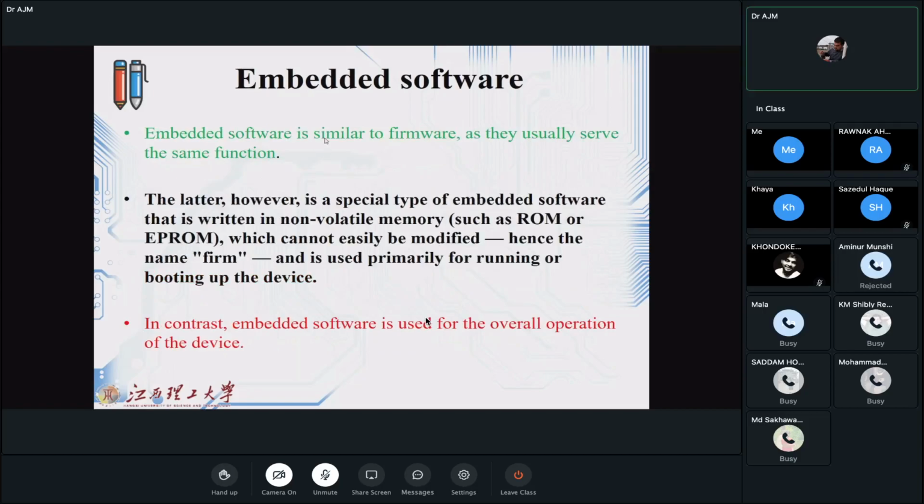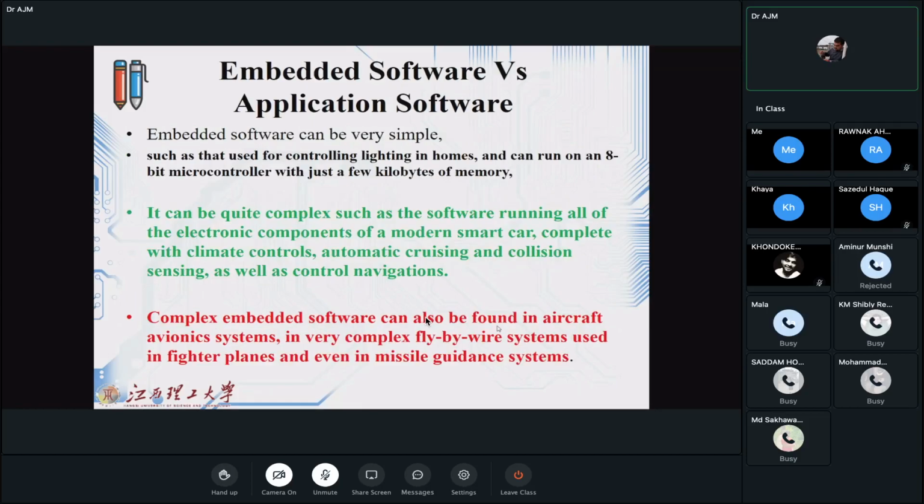Embedded software is very similar to what we call firmware, as they usually serve the same function. Firmware is a special type of embedded software that is written in non-volatile memory, such as ROM and EEPROM, which cannot easily be modified, hence the name firmware. It's used primarily for running or booting up the device.